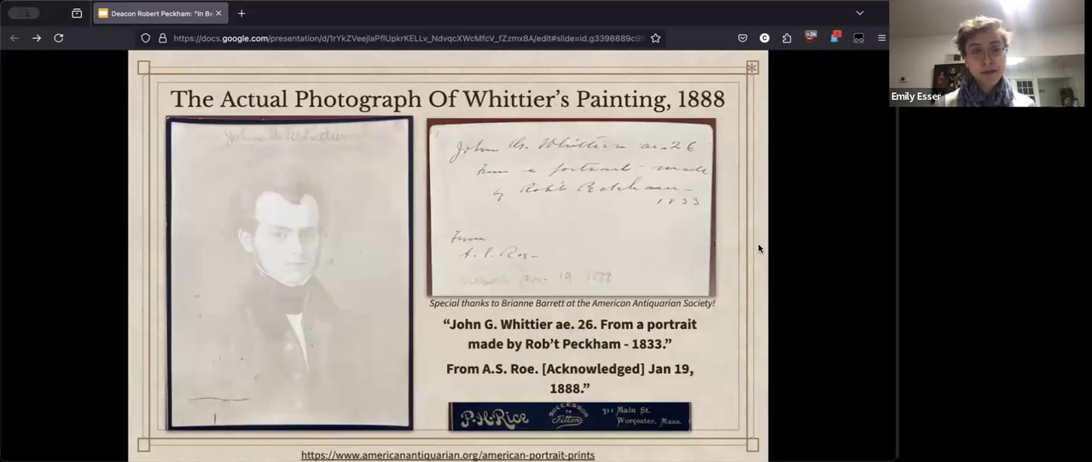It was found, thank you to Breon Barrett at the American Antiquarian Society for digging it up in their 5,000 portrait files. This is it. This is the actual photograph that was sent. And it has writing on the back. John G. Whittier, age 26, from a portrait made by Robert Peckham, 1833, from A.S. Rowe. That's Alfred S. Rowe. Acknowledged January 19th, 1888.